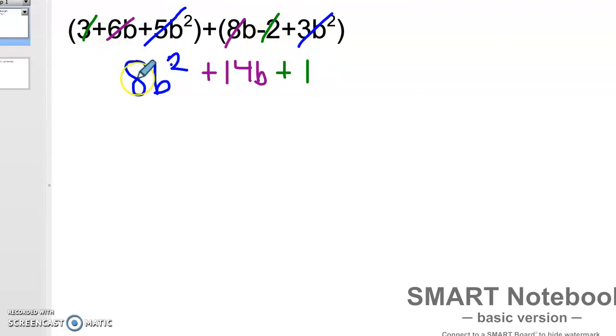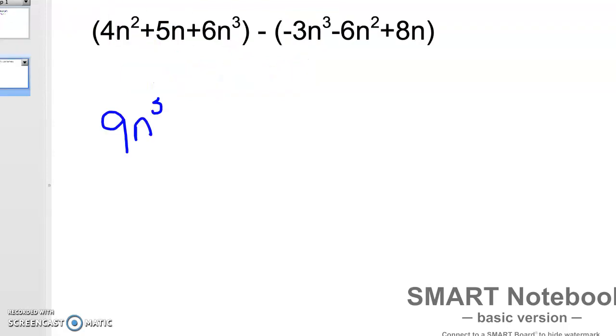We've combined all of the like terms, and this is our most simplified answer written out in standard form. Please do not combine terms that do not have the same variable and same exponent. So 8b squared plus 14b cannot be combined. They stay separate. Another example is subtraction.